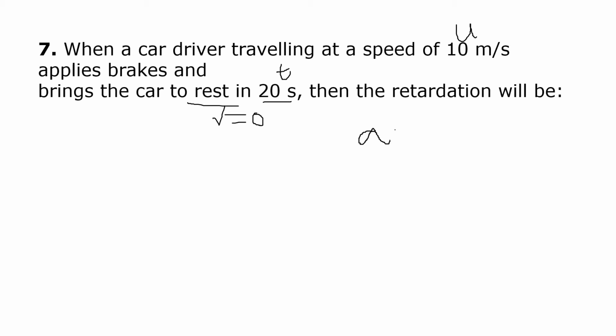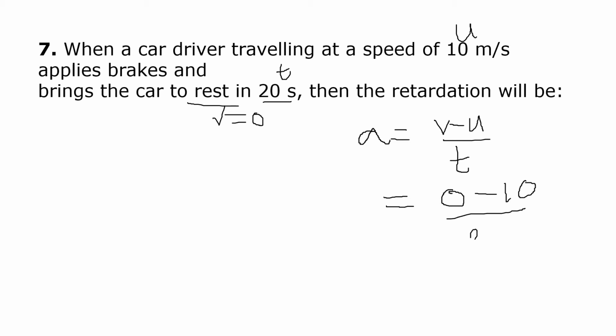Now let us calculate. After that we'll see the options. a is equal to v minus u by t, according to the formula of acceleration. That is equal to 0 minus 10 divided by 20. Here we are going to get minus 10 by 20, that is nothing but minus 1 by 2 or minus 0.5. It may be given as minus 1 by 2 or as minus 0.5. So let us see what options are given.